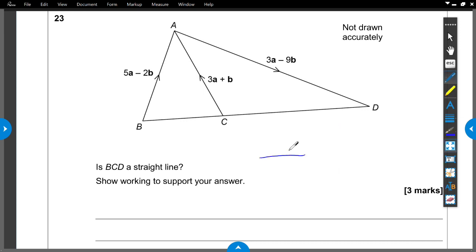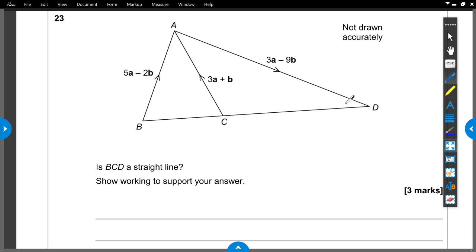For example, if I had A, I don't know what A is, I don't know which direction that is, I've just picked a random one, it's not related to this one here. And then I had 2A, then that's in the same direction, it's just scaled by 2. So we want to work out the vectors of BC and CD.